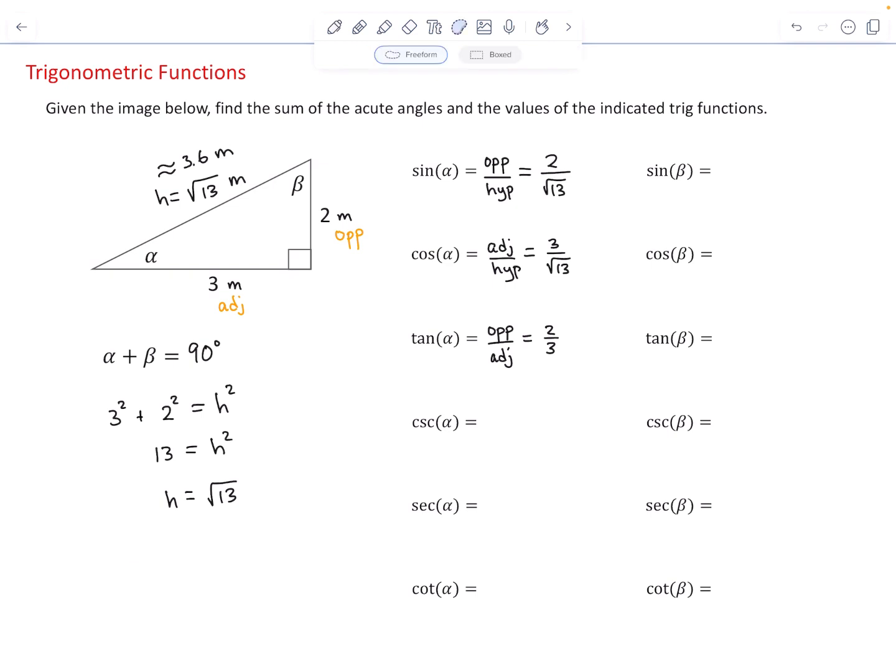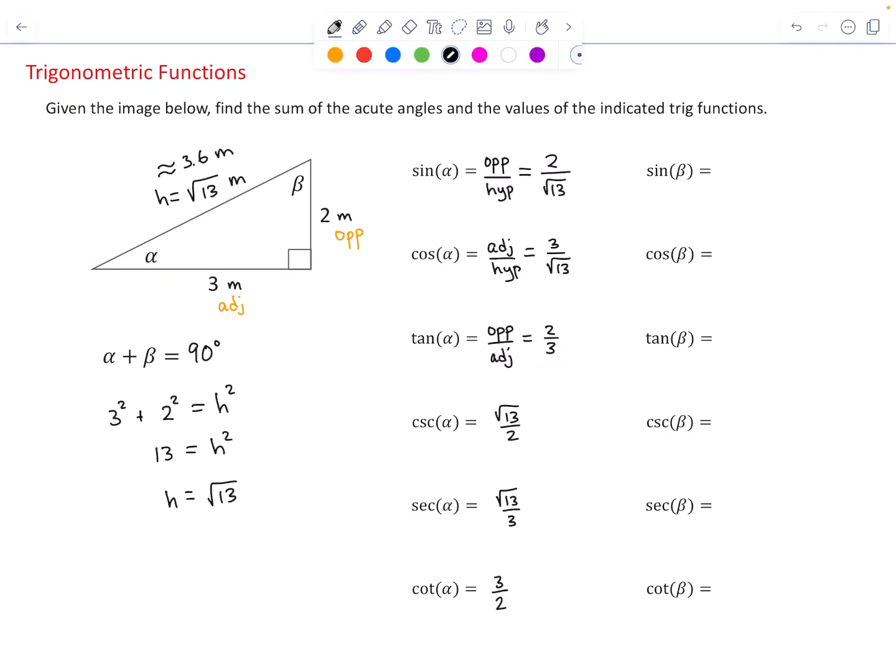Now the cosecant of alpha is the reciprocal of the sine of alpha. It's a hypotenuse divided by the opposite. Or if you already have a fraction over here, you simply need to do the reciprocal. So it will be radical 13 over 2. The secant of alpha is the reciprocal of cosine. So do the reciprocal of this fraction, and we get radical 13 over 3. And the cotangent of alpha is the reciprocal of tangent. So instead of 2/3, it'll be 3/2.